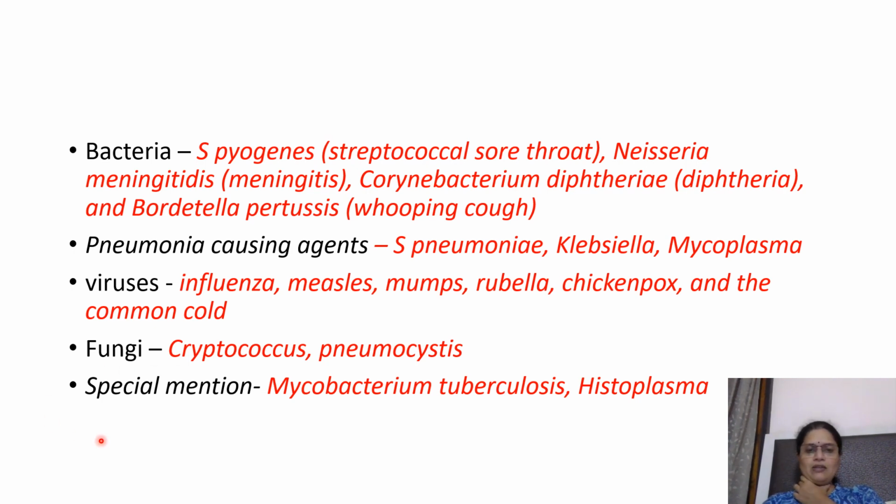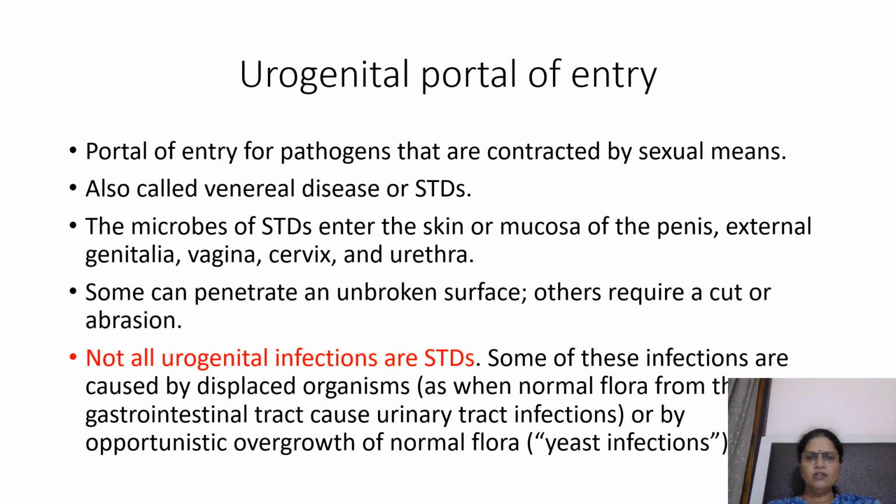And of course, as I said, organisms like Mycobacterium tuberculosis and Histoplasma. Histoplasma is a fungus again. These mainly cause disease in the lower respiratory tract, and the disease will usually be very severe. And as I already mentioned, these diseases need not be restricted only to the respiratory tract. From this region, they can move to other parts of the body and cause a very severe infection in other regions also. The next one is urogenital portal of entry, both urinary tract and genital tract.